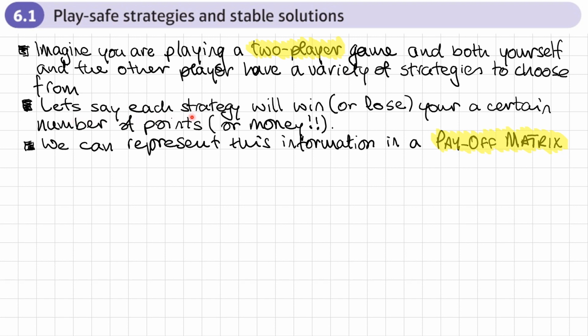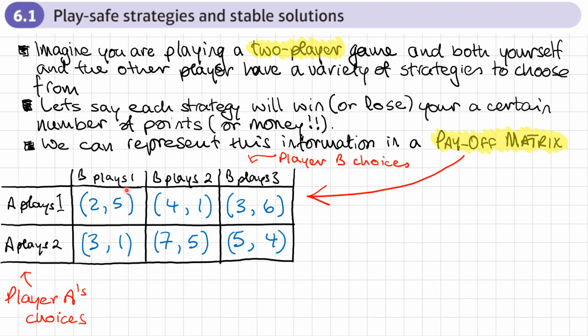And let's say that each strategy will win or lose you a certain number of points or even money. Well, we can represent all of this information in what we call a payoff matrix. So here's an example of a payoff matrix. So here's our two players, player A, and player A is always written on the side like this. And player B, they're always written along the top like this.